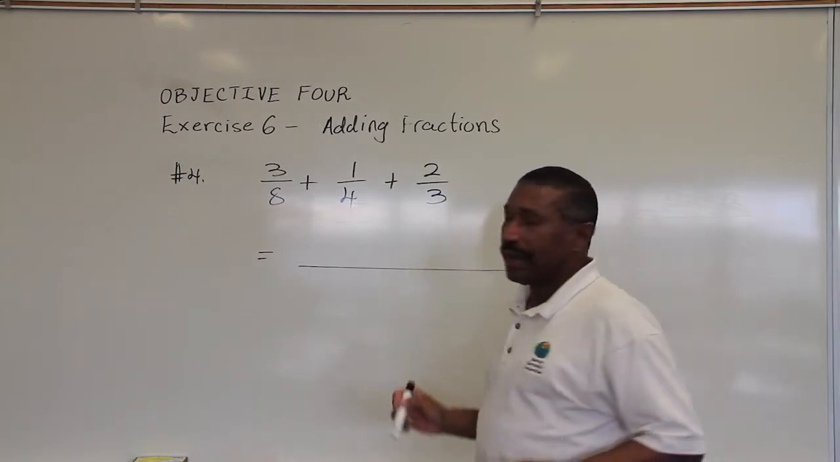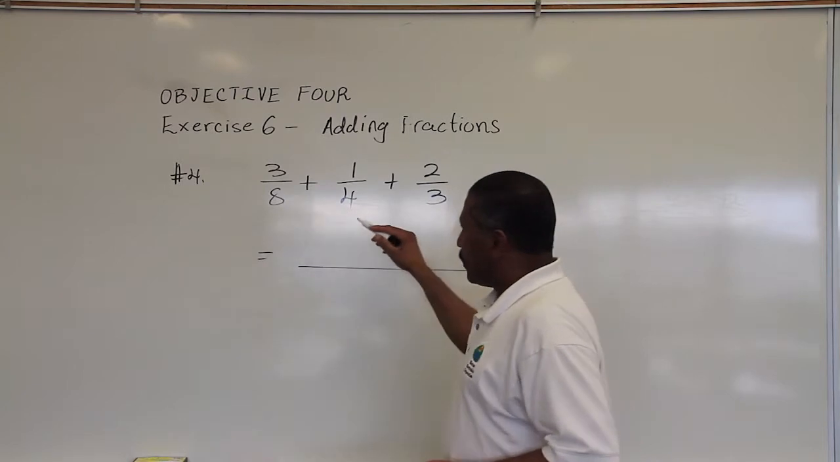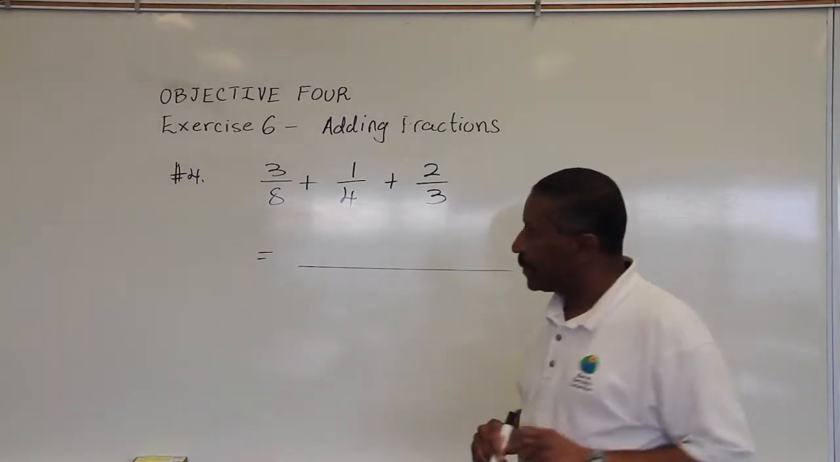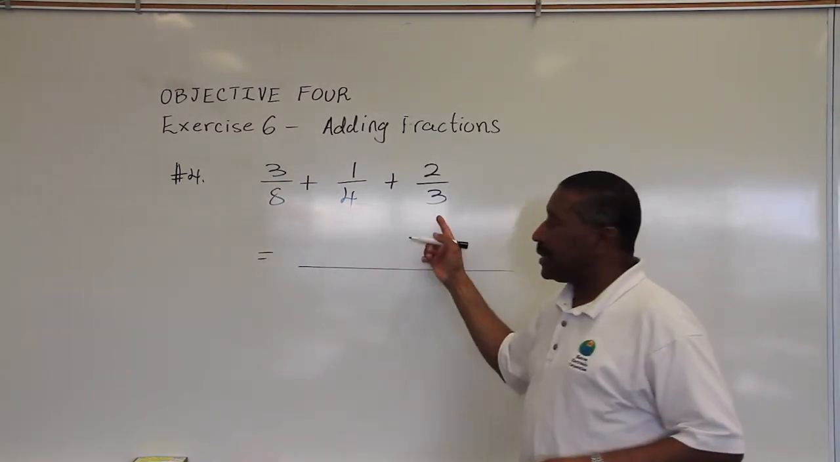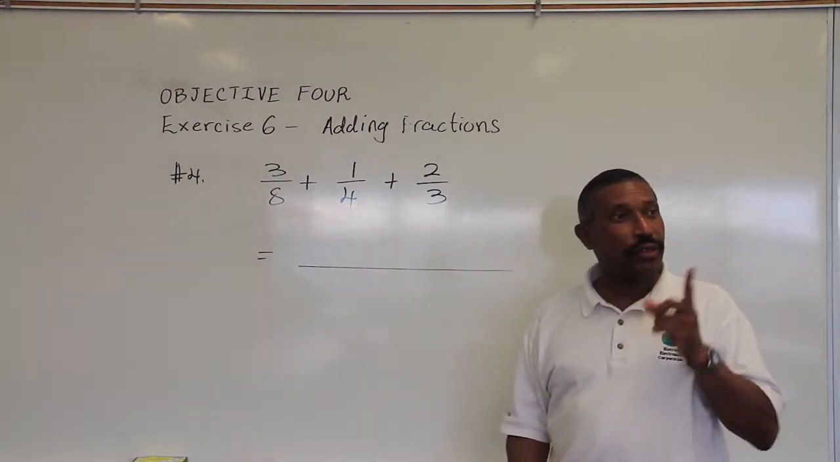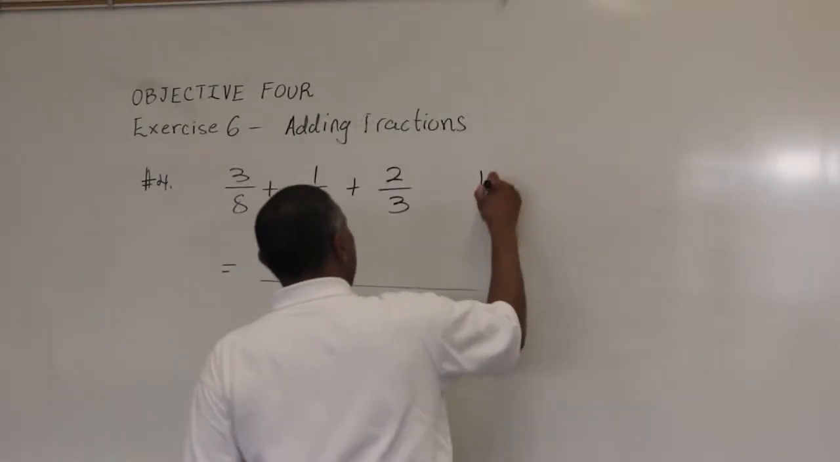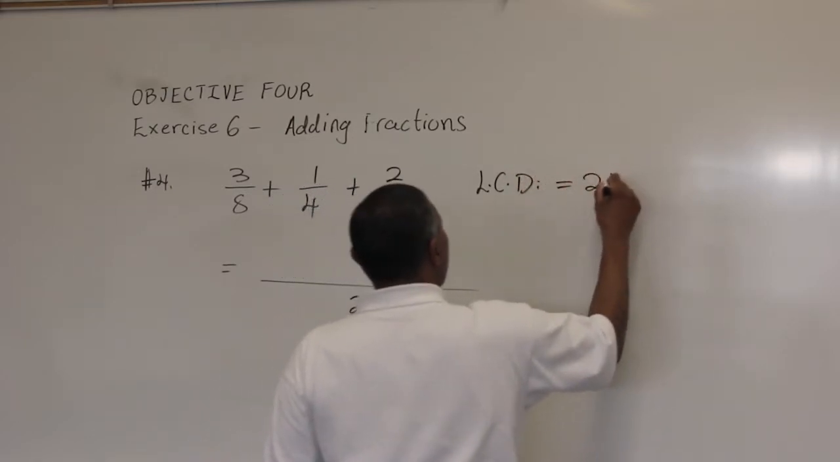4 times 3 is 12. It doesn't look good for 8. 4 times 8 is 32. Doesn't look good for 3. What's the best possible choice? 8 times 3? 24. So take a look. Your LCD in this case, after a little bit of computation, is 24.